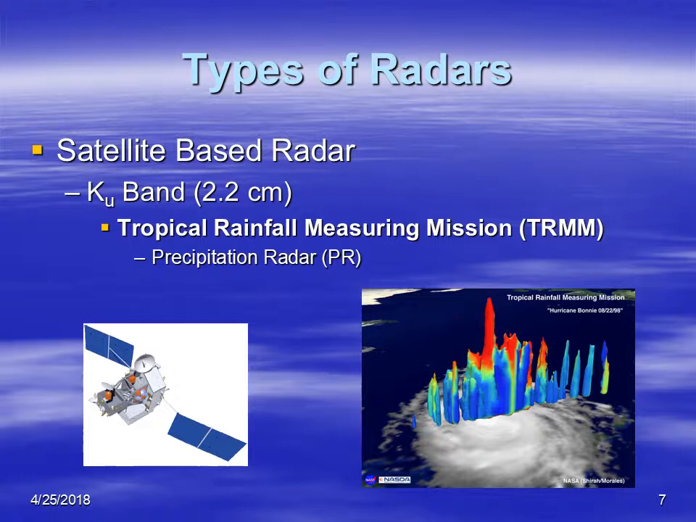One recent satellite that went up was the Tropical Rainfall Measuring Mission. And that satellite scanning down on the Earth, taking swaths of measurements across clouds to figure out how much precipitation is in these clouds. And that's done with a Ku band radar, shorter wavelength.